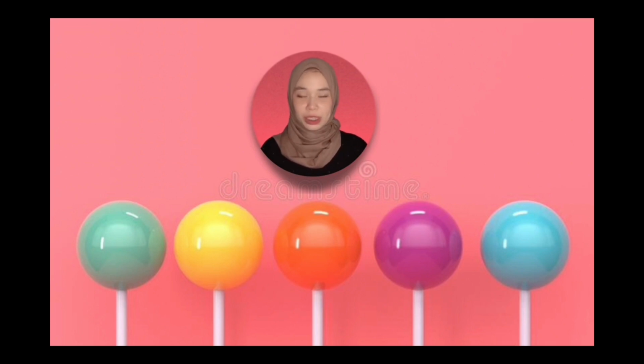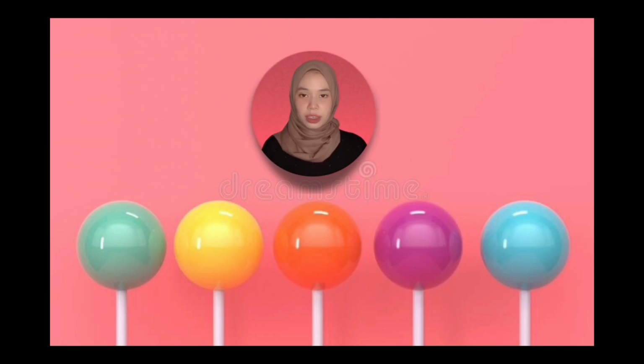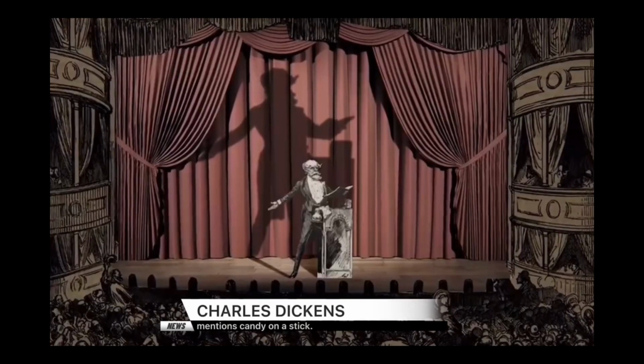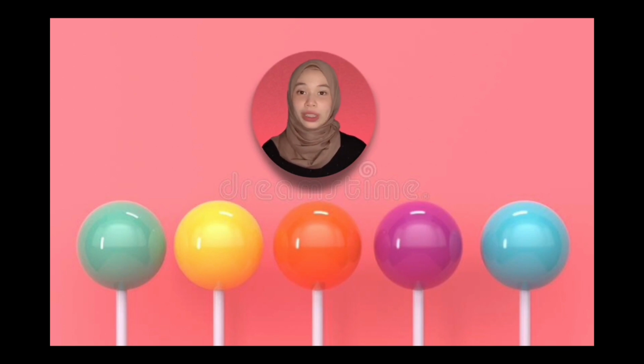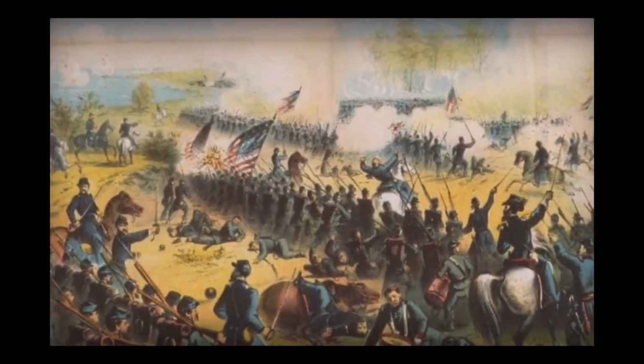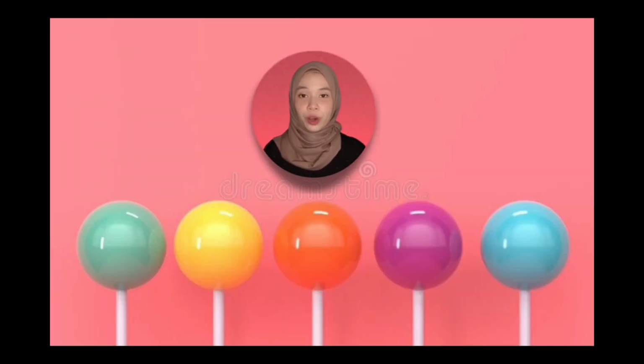It's impossible to say when home chefs first started making lollipops. In Charles Dickens' mid-19th century work, he mentions candy on a stick. These sweet hard candies were popular around the period of the American Civil War and were occasionally put on the end of pencils and sucked on.